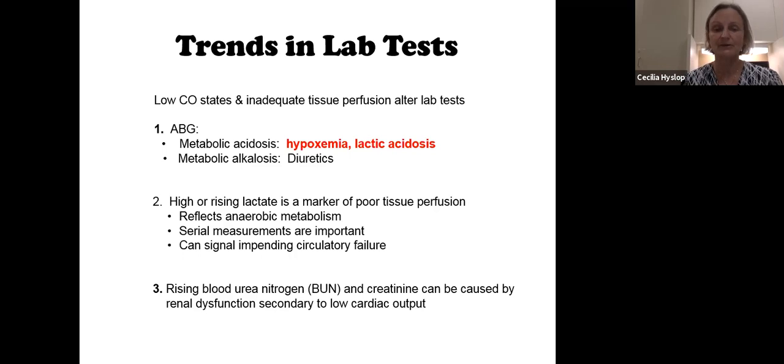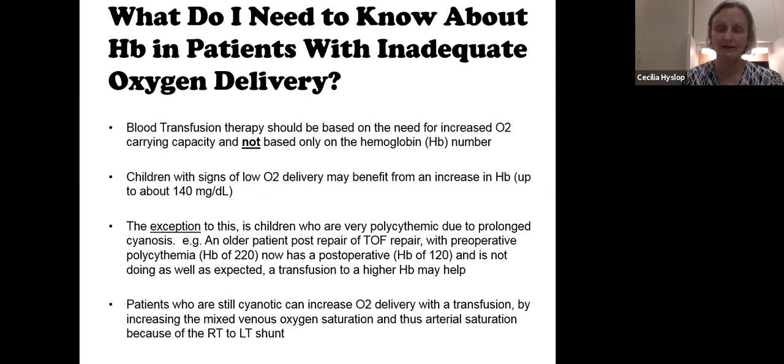Just like when we told you, when you're looking at trend analysis of your arterial line, we don't want to see the difference between the systolic and the diastolic narrowing in on the mean arterial blood pressure. That's an ominous sign, a pre-arrest sign. And we need to be identifying that early and communicating it early so that there can be early intervention and prevention of cardiac arrest. Rising blood urea nitrogen and creatinine can be caused by renal dysfunction secondary to low cardiac output. So we want to pay attention to our cardiac output and our urinary output.